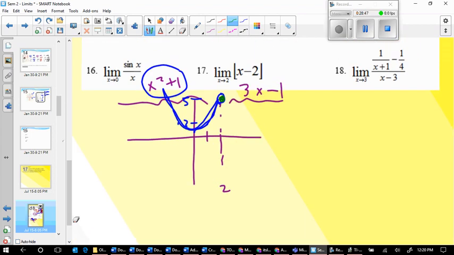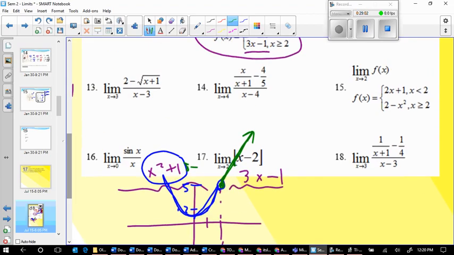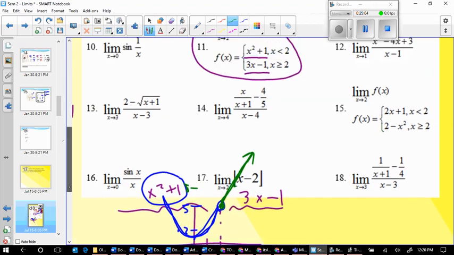When I plug in the 3, I get 9 minus 1, which is equal to 8. So that's going to be, 8 will be like right here. So it'll be like up here. And I can keep plugging in values up. It'll keep being linear up there. So this will be approximately what my graph looks like. So I have a parabola looking side and a straight line looking side.